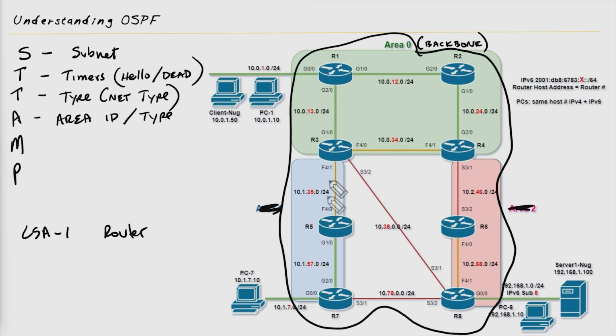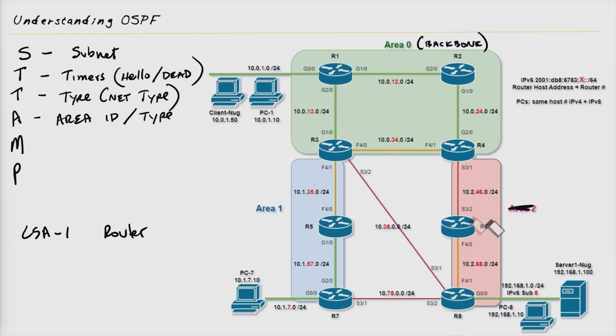Now, if R7 was at a branch office or something, we probably don't want all the LSAs from every single other router to be forwarded down to R7, because we might be using up some bandwidth we don't need to use. Also, R7 may not need all that detail about every single other router. So in larger environments where we have dozens or hundreds of routers, instead of using one giant backbone area, we're going to carve it up into multiple different areas.